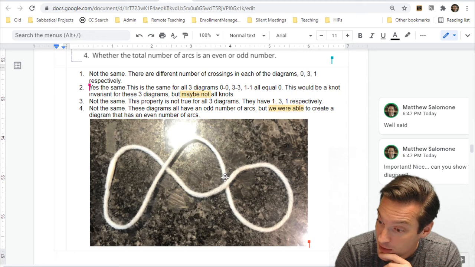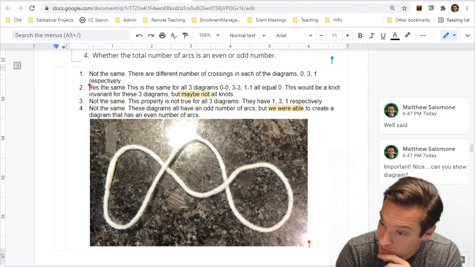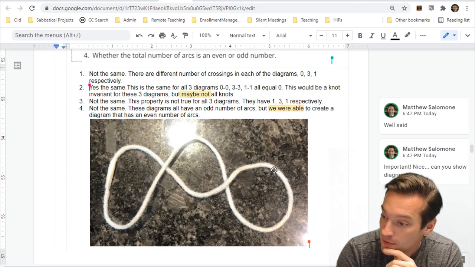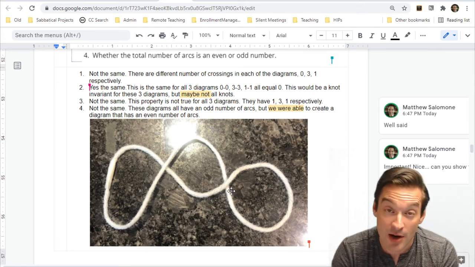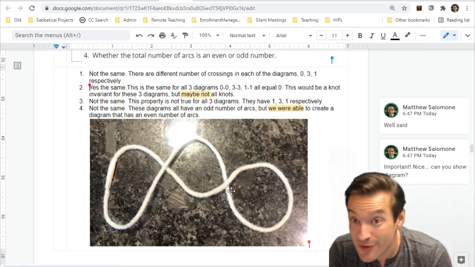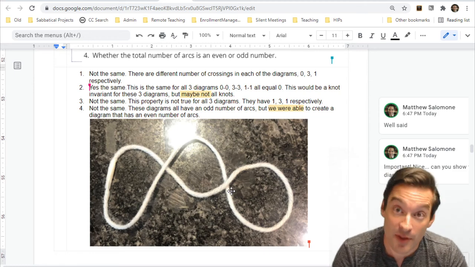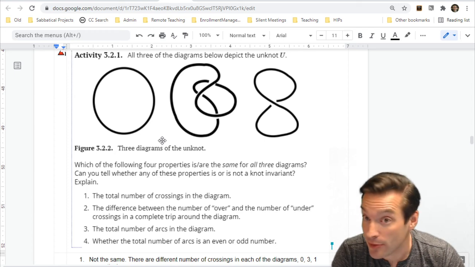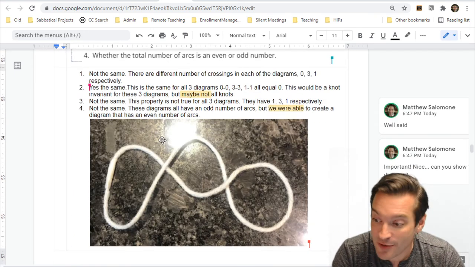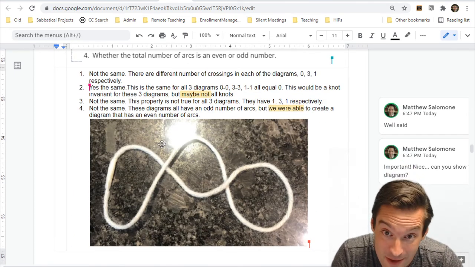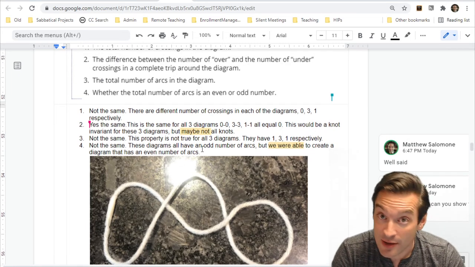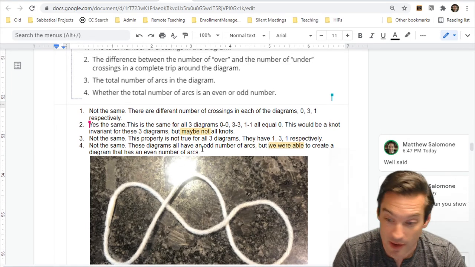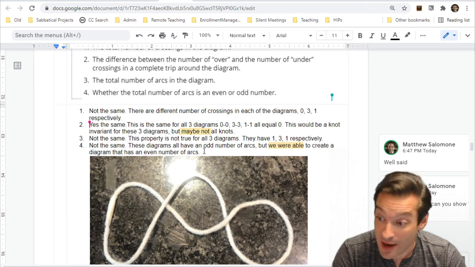If you look at how many arcs this diagram consists of, if I start right here, I follow the first arc back around to there. And then the second arc begins on the other side of this crossing, passes over there, and then ends back here. So this diagram has 2 arcs, which is an even number, and yet it's still a diagram for the unknot, right? So even though these 3 diagrams did not disagree on whether the total number of arcs was even or odd, we can find a different diagram that does disagree. And so the parity of the number of arcs in a diagram is also not going to be a knot invariant.